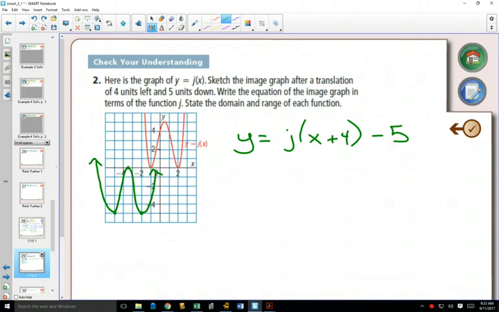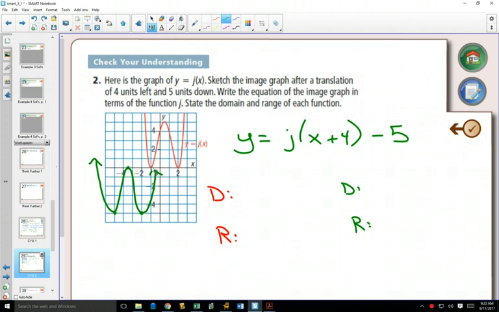State the domain and range of each function. So it wants the domain and range of the red one and the domain and range of the image graph. So we call the graph that we finished drawing the image graph. You can call the original one the parent graph.